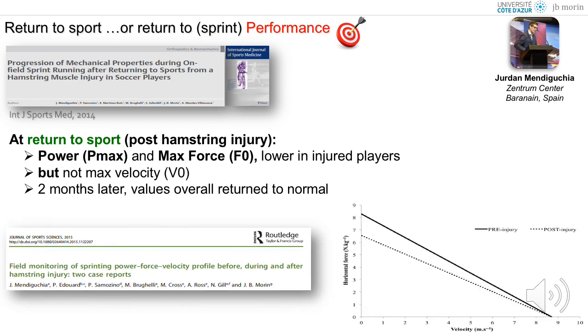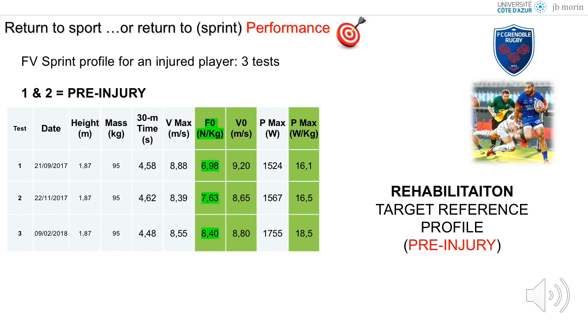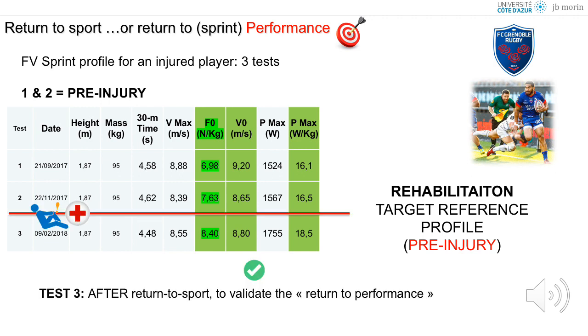We observed that again in a field monitoring study, in a case study where the player post-injury had a very low force output compared to pre-injury. So this is a typical example of that kind of use. In that professional rugby player, who had a hamstring injury here, we used the pre-injury profile as a target for the post-injury rehabilitation. Basically, until the player was tested as back to normal, he kept on doing rehabilitation until the force velocity profile was equal or better than before.